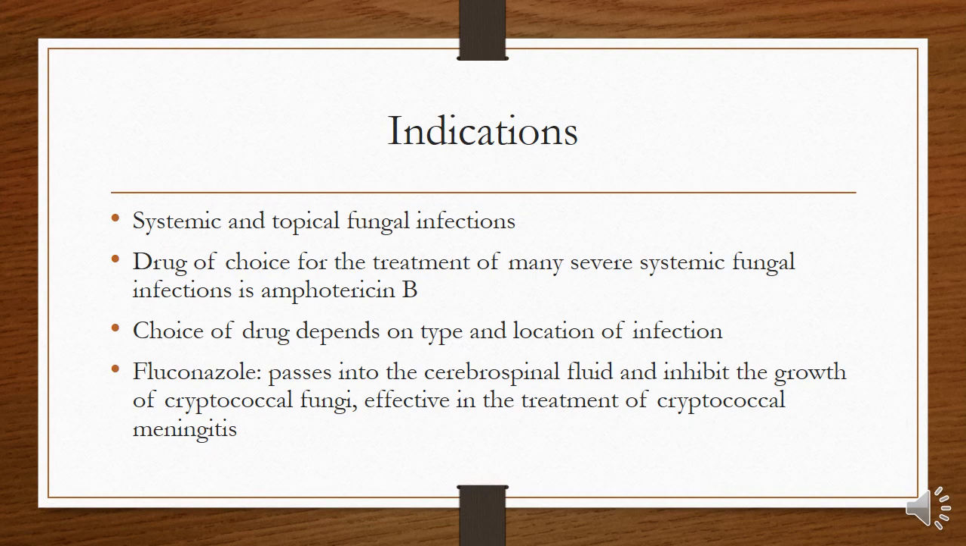For, again, indications, systemic and or topical. Having a systemic fungal infection is really pretty severe, and our drug choice for that would be amphotericin B. So it depends if it's a toe or a toenail or an elbow or that warm, moist place, what kind of drug we're going to use to treat it. Fluconazole does pass through the cerebral spinal fluid, so we would use that as a cryptococcal type of treatment for cryptococcal meningitis.